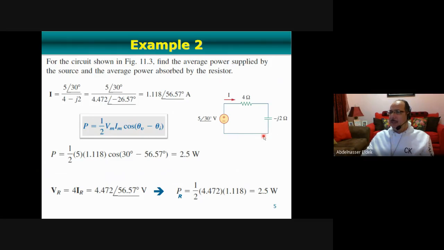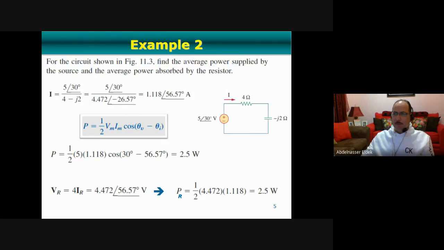Okay, so let us see here the power in the source. So power in the source is V times I. So V here is 5 at 30 degrees, which is given. We don't know I, so we need to calculate I first. Okay, I is the voltage, 5 at 30 degrees, divided by the total impedance, which is 4 minus j2. So here we convert this to amplitude and phase. So the square root of 4 squared plus 2 squared, and you take the angle of -2 and 4.